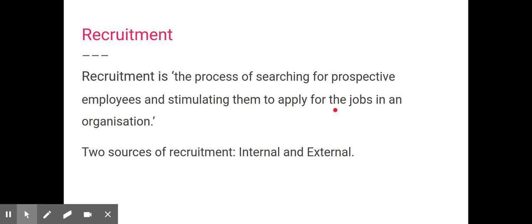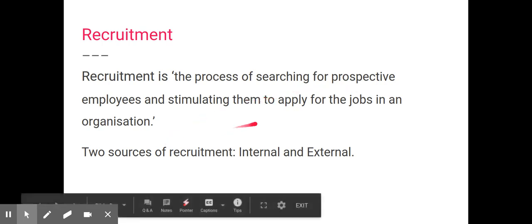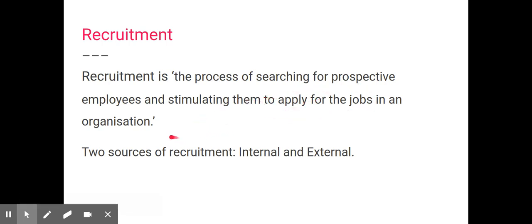So, recruitment is a process of searching for prospective employees. Prospective employees, in the sense, are the employees who are apt for the job, who are capable of performing that job. It's a process of searching for those employees and stimulating them to apply for the job in the organization. Whenever there is a vacancy in the organization, the recruitment process happens.